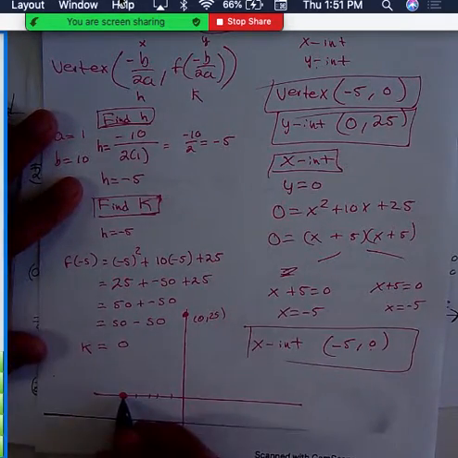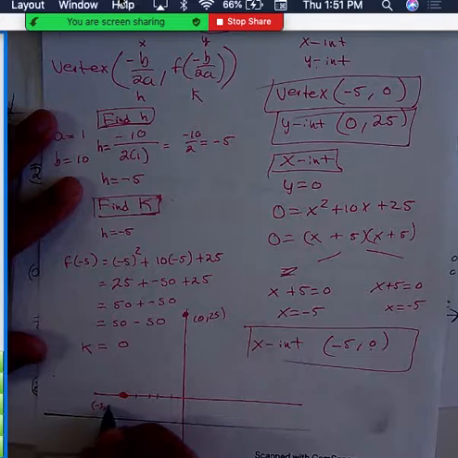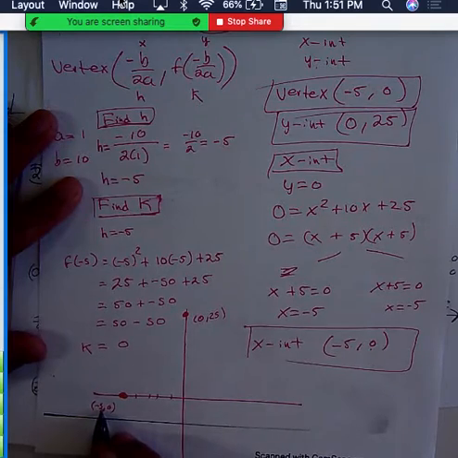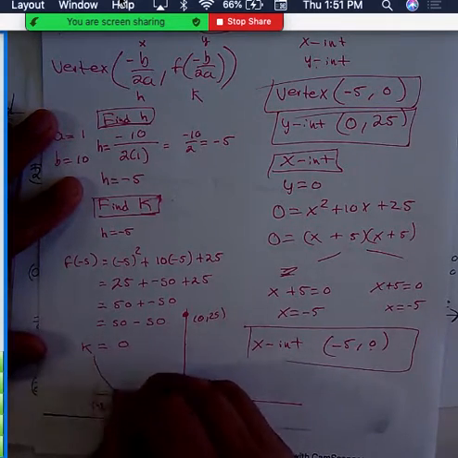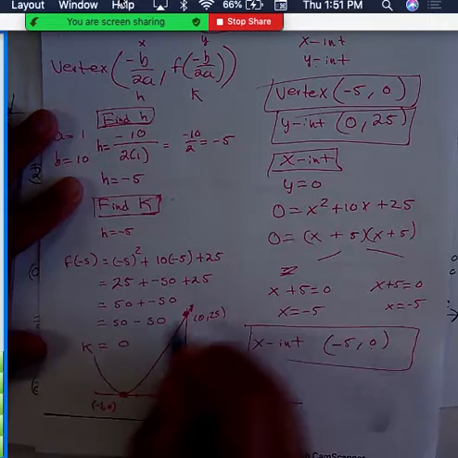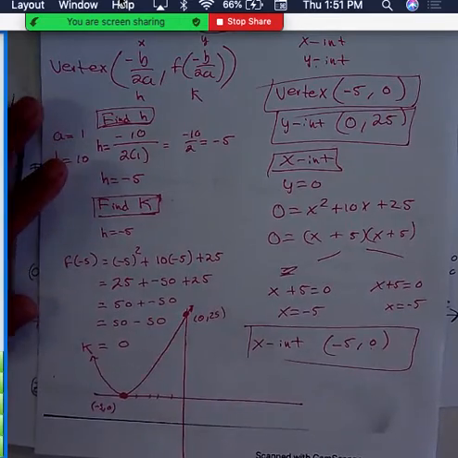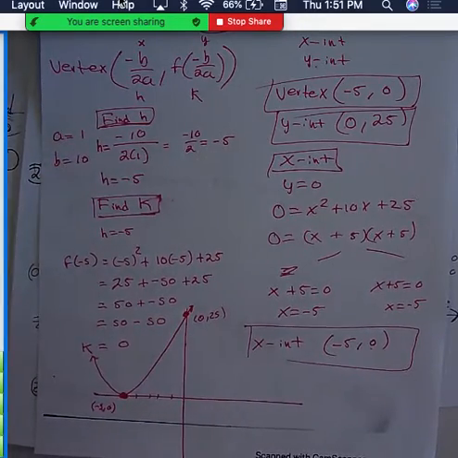And let's pretend this is negative 5, 0. And the vertex would be this again. So the graph would look like this. That's it. I don't have space over here. So that's the sketch. This is really an ugly sketch, but it is.